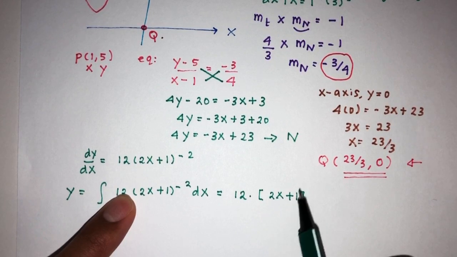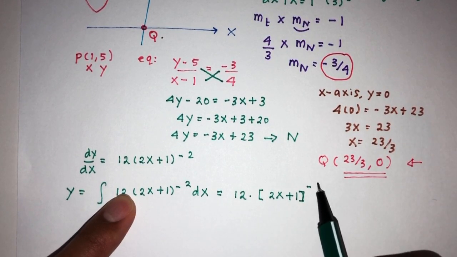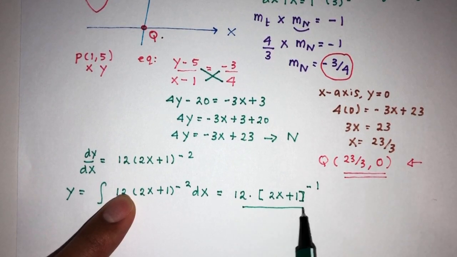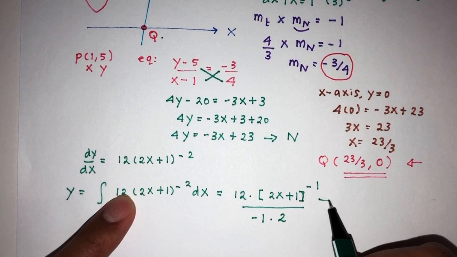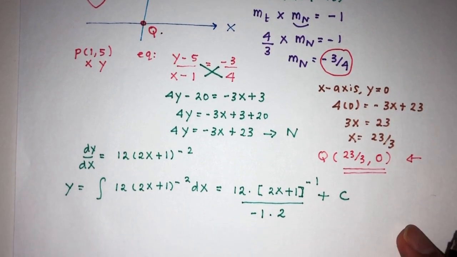Sorry, 2x plus 1, the power is minus 2. Add 1 to the power, that will become minus 1. Then divide by the power, which is minus 1. Then we have to divide by d by dx of the value inside. That will become 2 as here. And of course, you have to plus c for the constant of integration. I hope that makes sense.